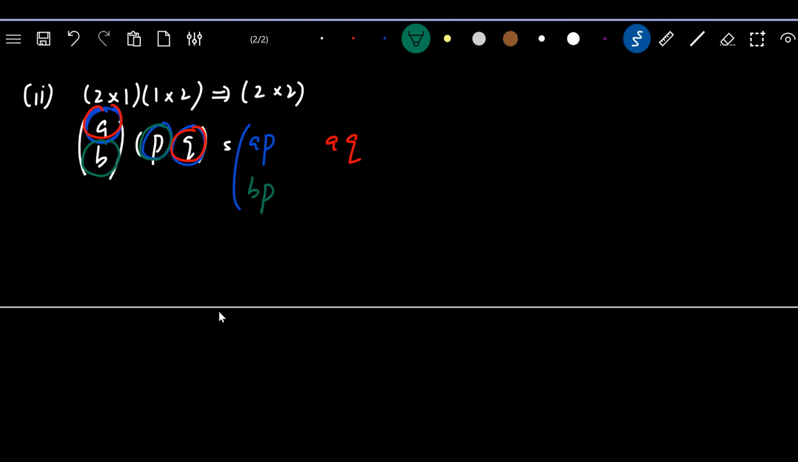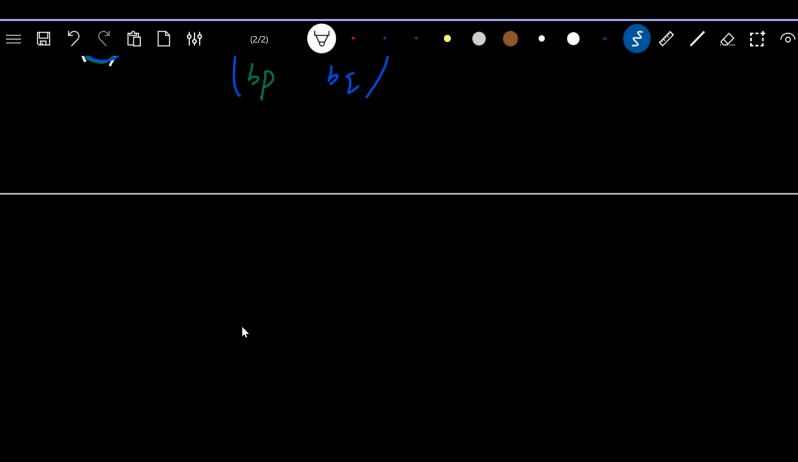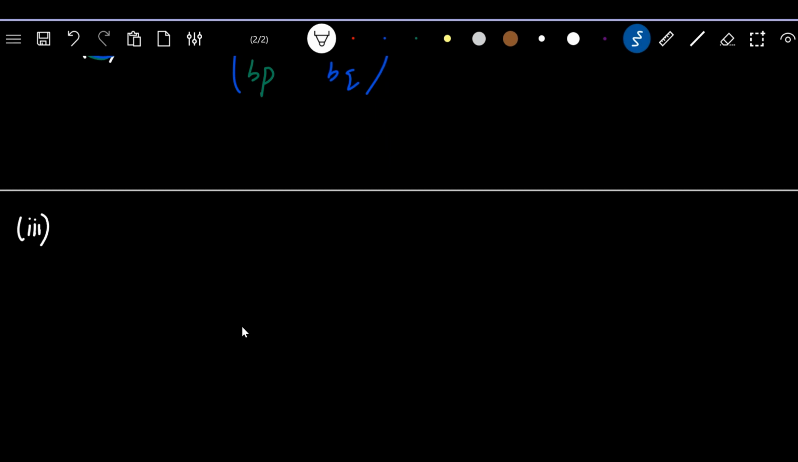and then the last one would be BQ, like this. So we will have a 2 times 2 matrix. This is how it works. Okay, so now we move on to case number 3.